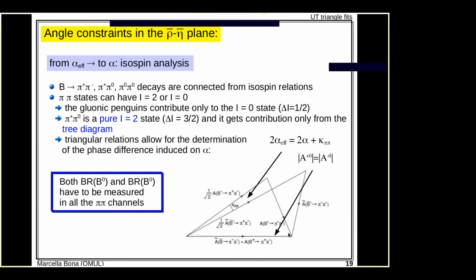And by doing this construction, you basically are able to measure alpha effective and the shift in order to get to alpha, okay? So instead of having only one observable, you need to have, let's say, the measurements of all the branching ratios, and also in principle the asymmetries, okay?